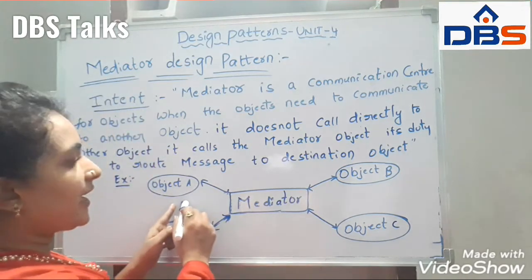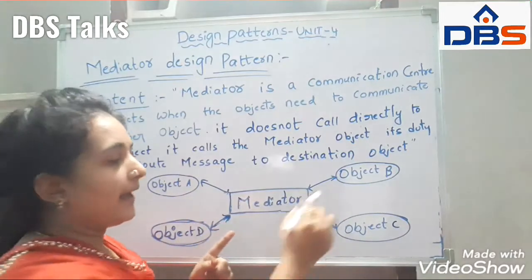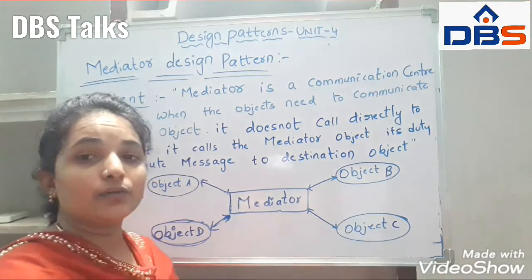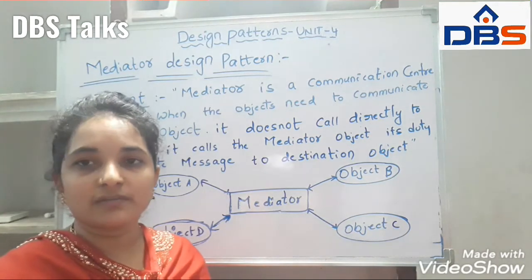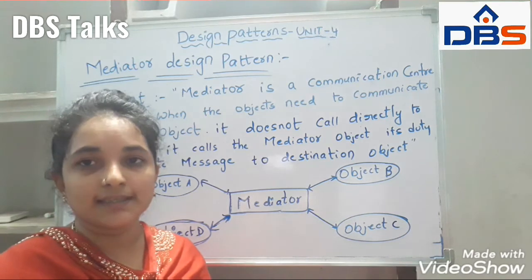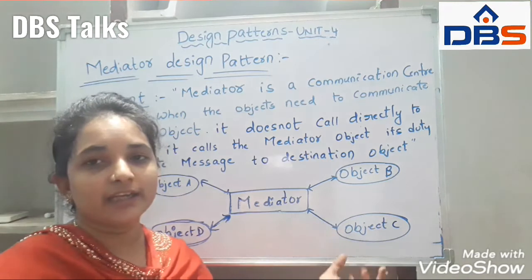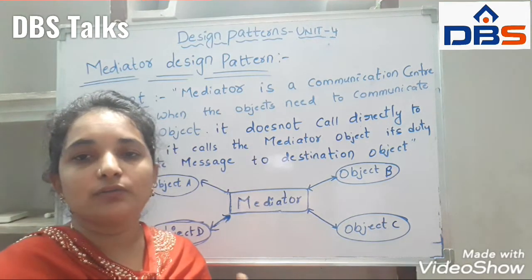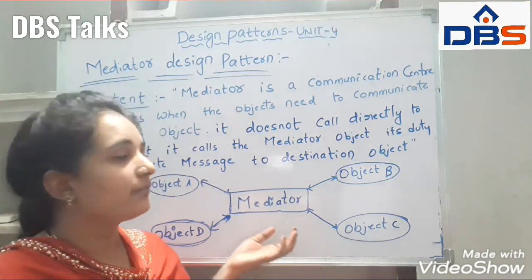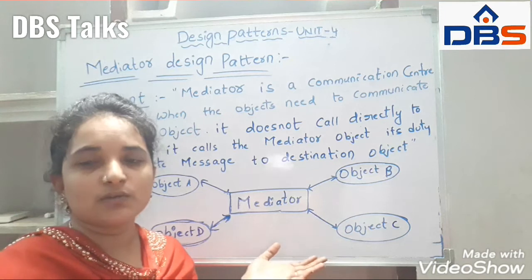Object A has the reference of object B. It needs to send data to object B, and object B knows the reference of object C, so it sends the data to object C. This is how the communication occurs. So without using the mediator, the complexity will increase, and we cannot identify which object is communicating with the other object. In order to overcome these problems, we use the mediator design pattern. It will reduce the complexity between the objects. So this is called the intent.